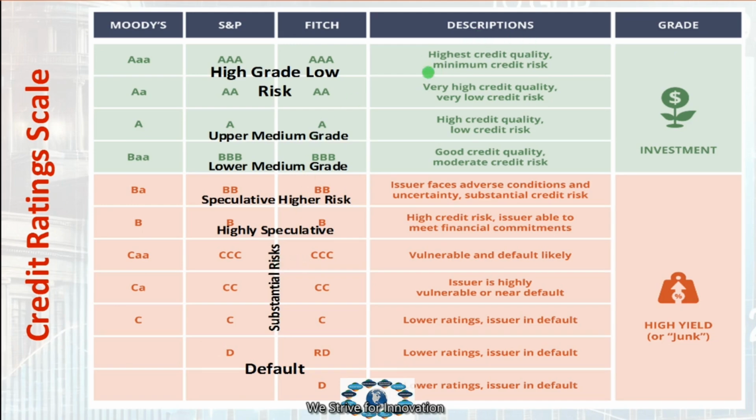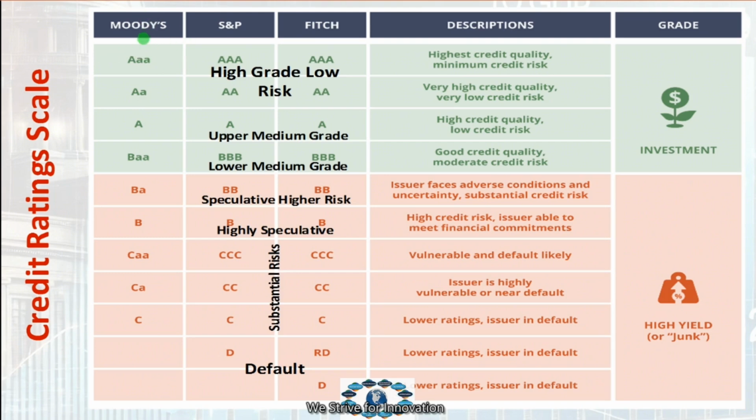And here you have the description, and this grade and this high yield, of course, for high risk, junk. As you can see, triple, high grade, low risk, which is the AAA.